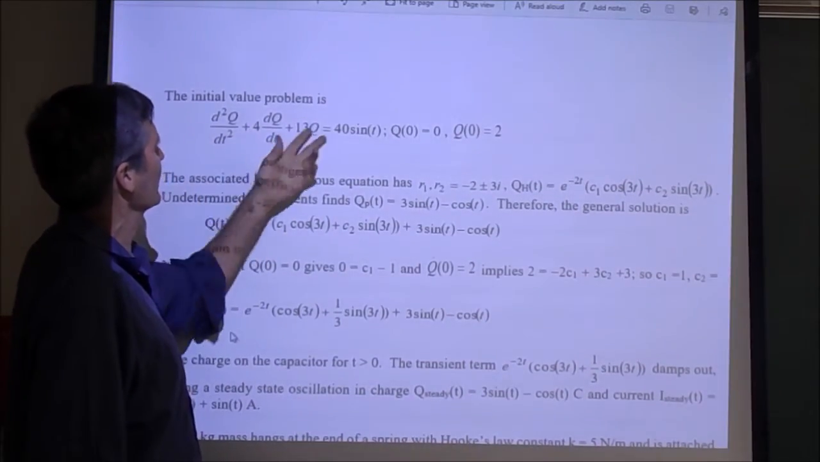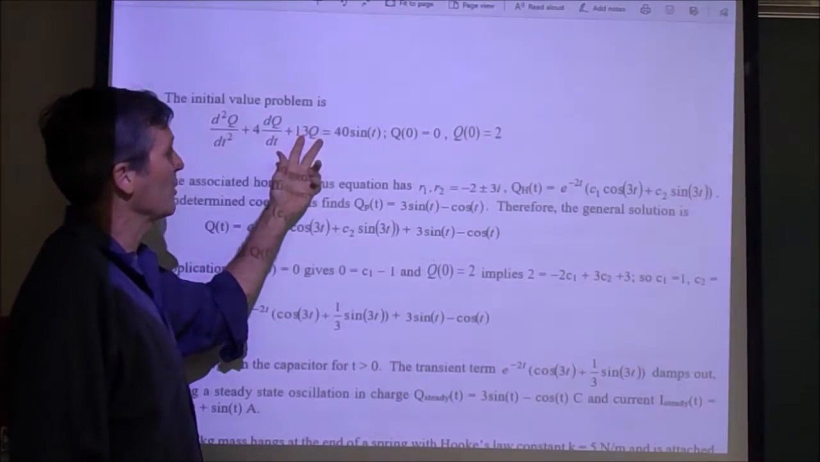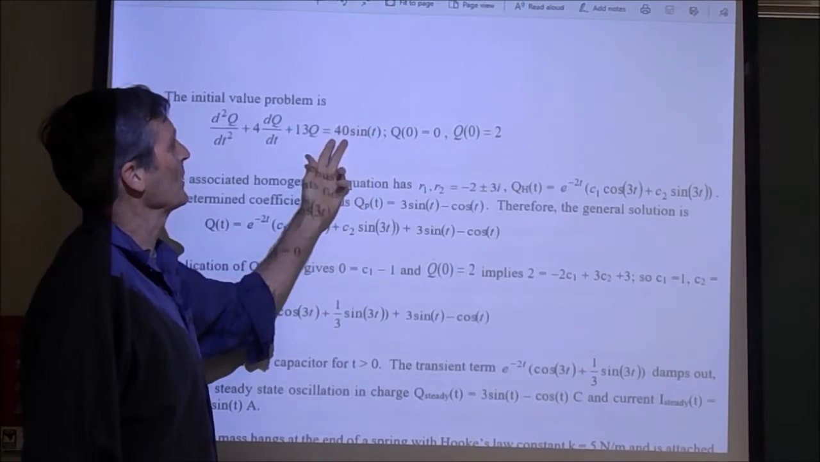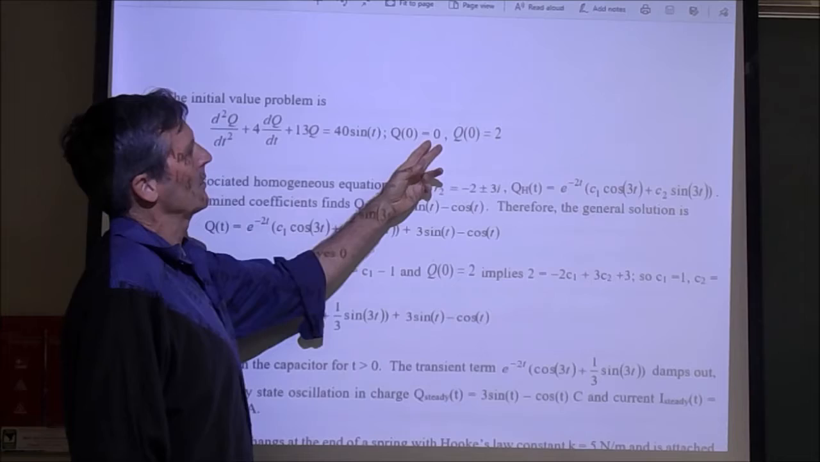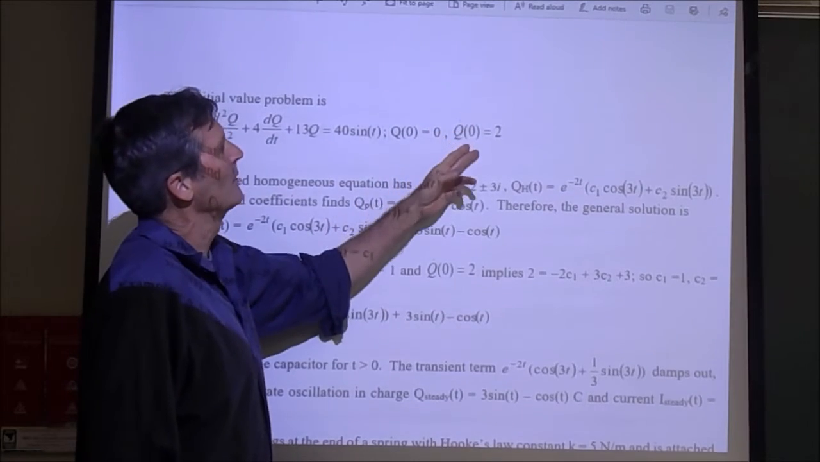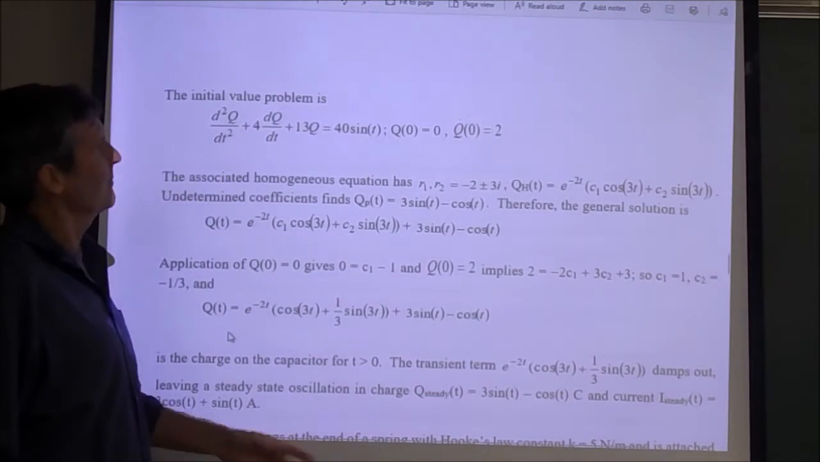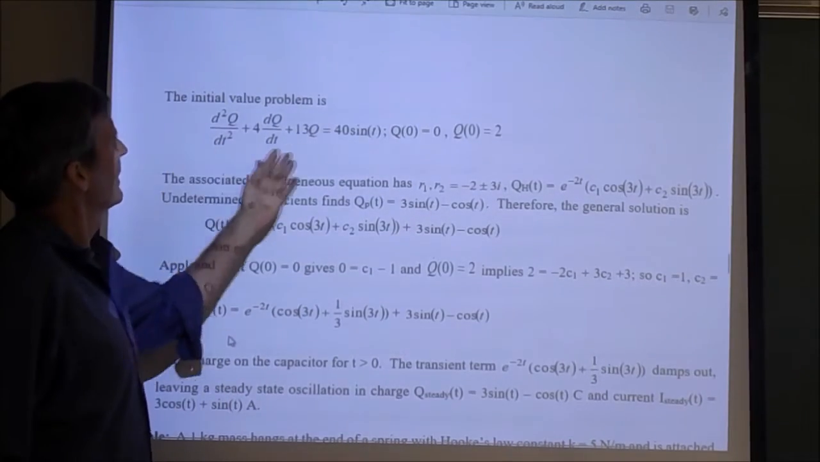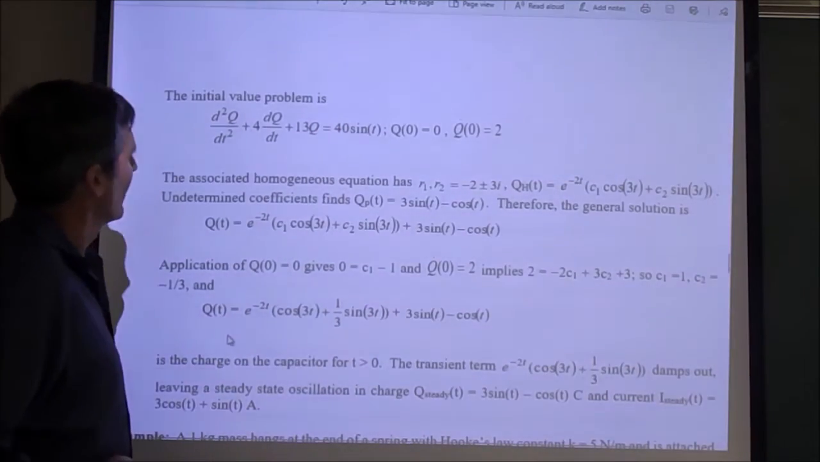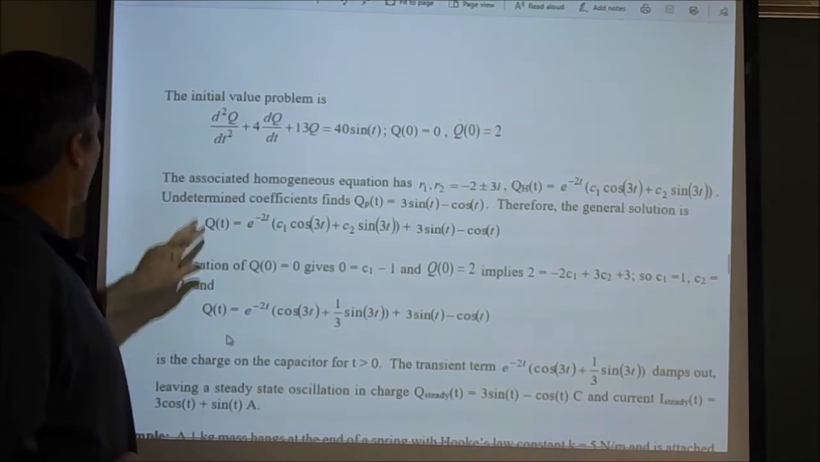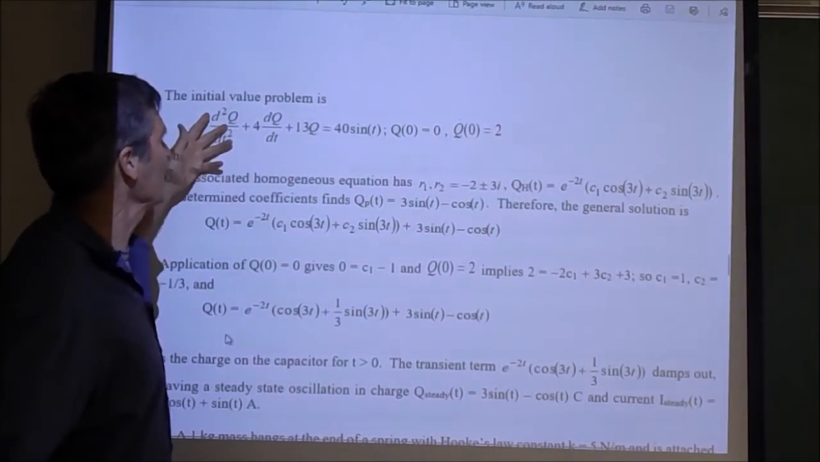Now Kirchhoff's law says the sum of the voltage drops across these three components is not equal to 0 anymore. It's equal to the impressed voltage, 40 sine t. And then there's an initial charge in the capacitor of 0 and an initial current, q dot of 0, of 2 amps. So we're starting off with 2 amps and no charge in the capacitor, and driving this thing with 40 volts alternating sinusoidally.